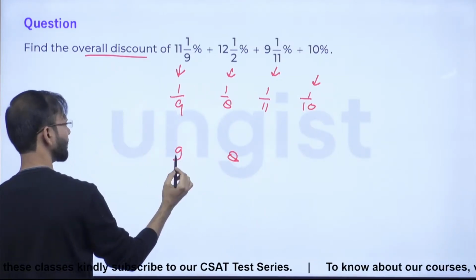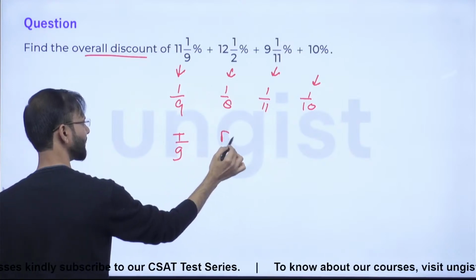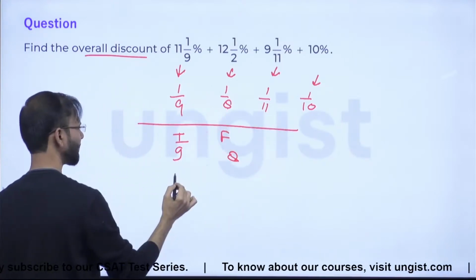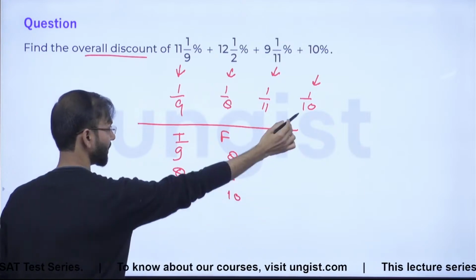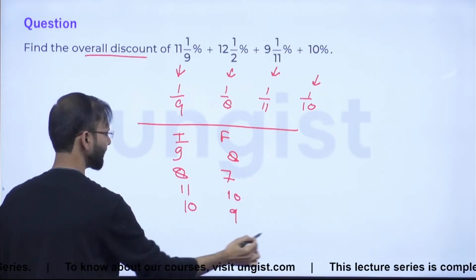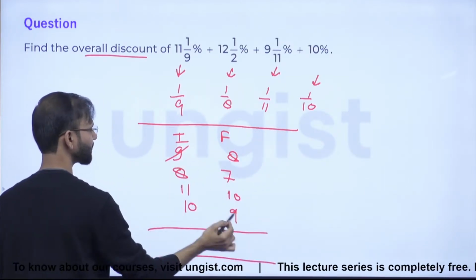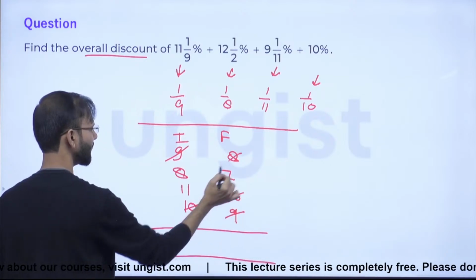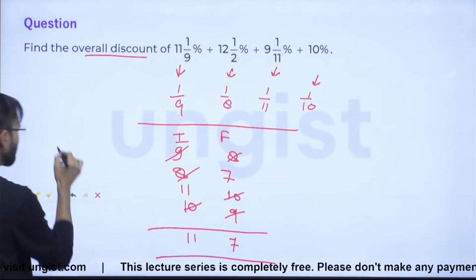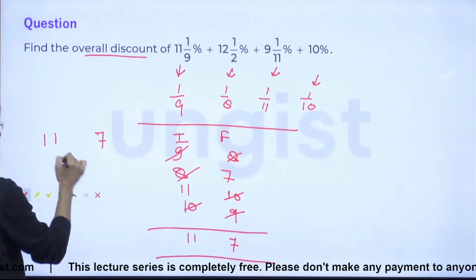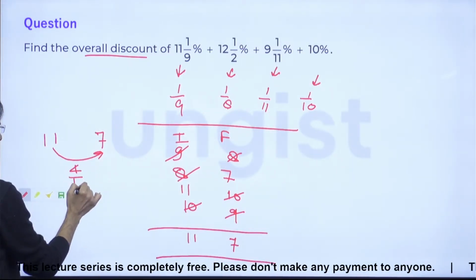It is a decrement, right? So initially it was 9 and finally it is 8. 8 becomes what? 7. 11 becomes what? 10. 10 becomes what? Now see what all is getting cancelled, 9, 10 and 8, oh, 11 becomes 7, right? So guys, when 11 becomes 7, so this is 4/11 everybody, right?